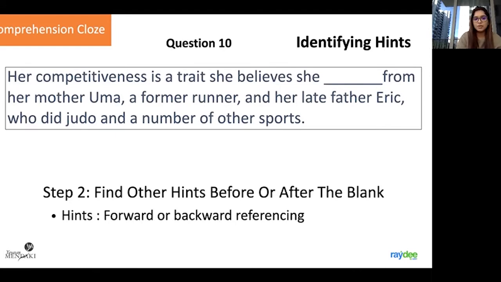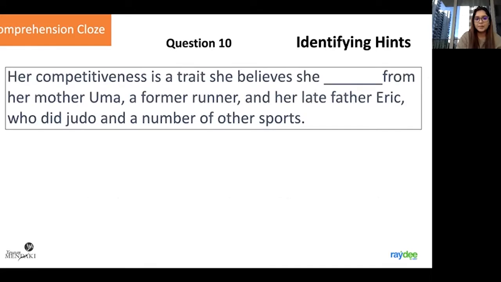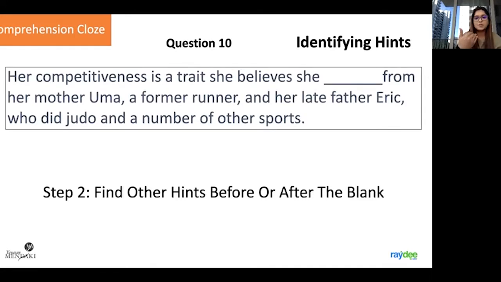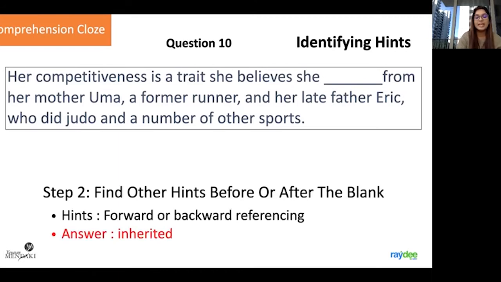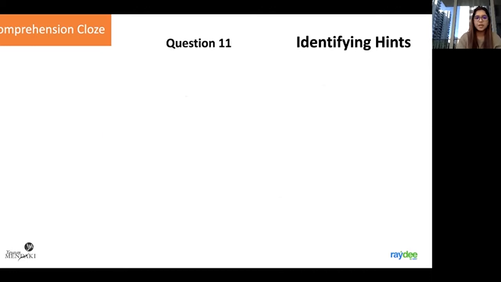Now, you must explain to the students that a trait, okay, a trait that is passed down from parents, from their mom, their dad, or their brothers or sisters, all these things, the most appropriate word to use would be inherited. So her competitiveness is a trait she believes she inherited from her mother, Uma, a former runner, and her late father, Eric, who did judo and a number of other sports.